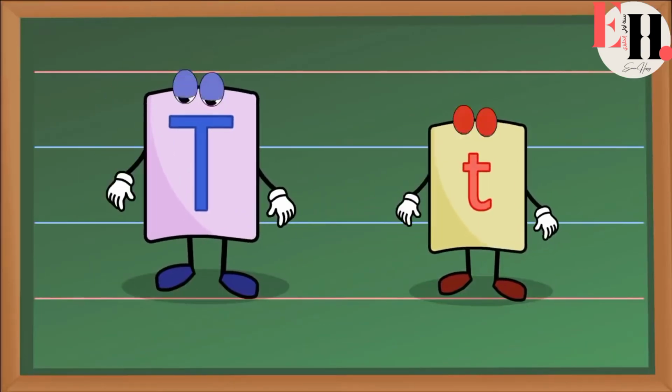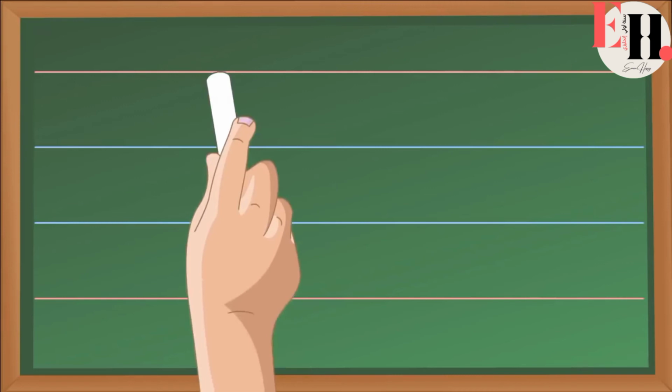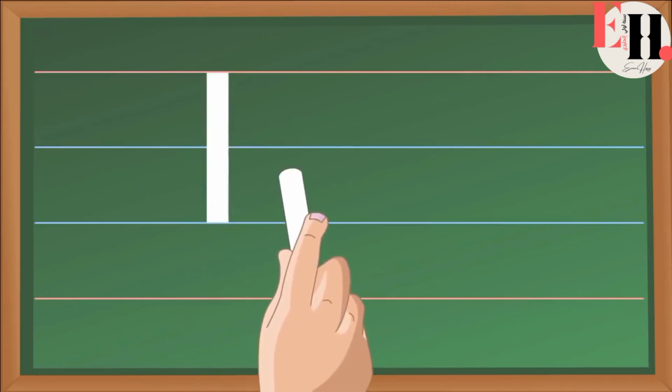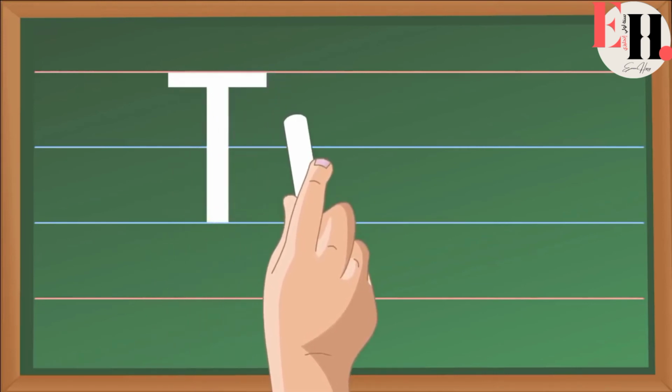T. Capital T. Start from the top and draw a standing line down. Go back to the top and draw a sleeping line across.